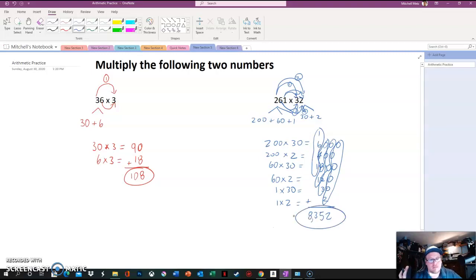This is just another way to think about it. Again, you just have to make sure you multiply every place value by the other place value, and you'll get the same exact answer as if you did it with the area model method.